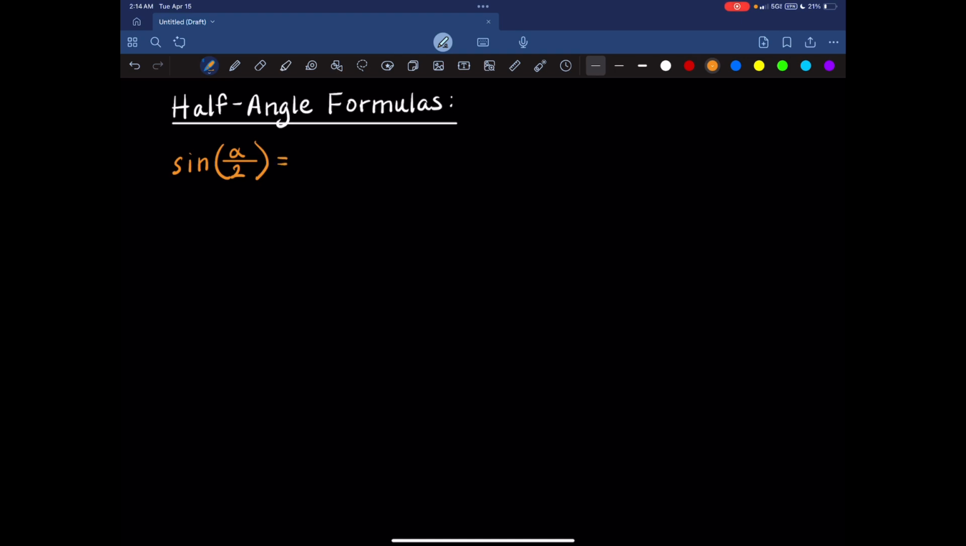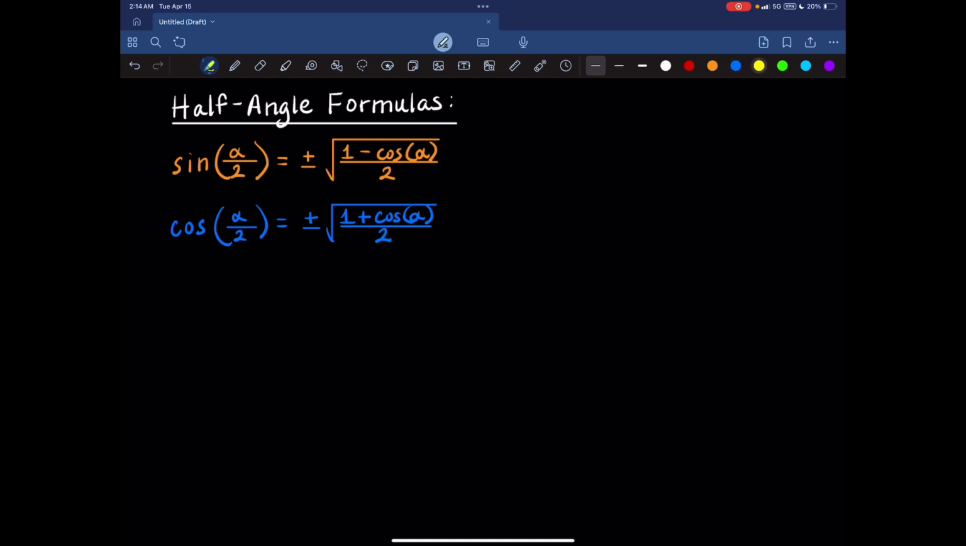So sine alpha over 2 is going to be equal to plus or minus the square root of 1 minus the cosine of alpha over 2. Okay, so that's the first one. That's for the sine. The second one is for the cosine. So that's the cosine of alpha over 2. And this is equal to, again, plus or minus the square root of 1 plus cosine alpha over 2.